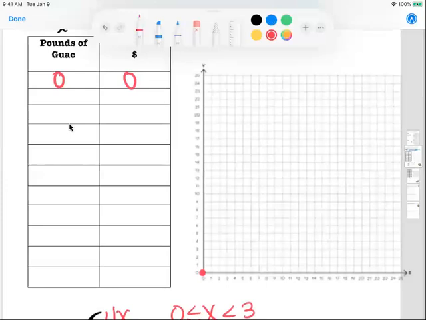Linear functions, linear components, linear subfunctions. There we go. All right, so if I bought 1 pound of guac, 1 times 4, it would cost me $4. So I'm going to plot that here. What if I bought 2 pounds of guac? It would cost me $8. So 2, 8, there we are.